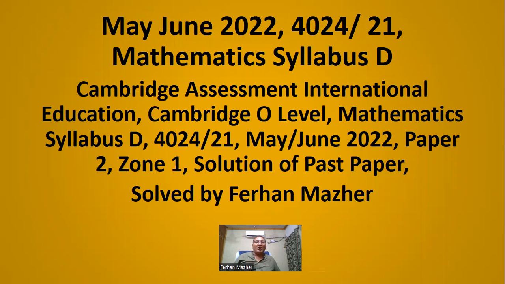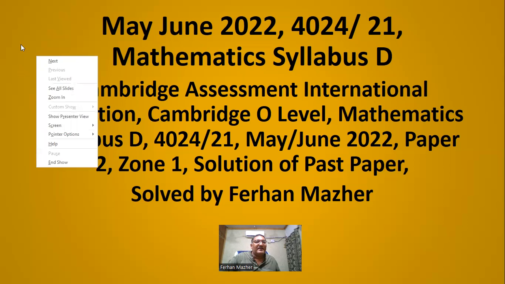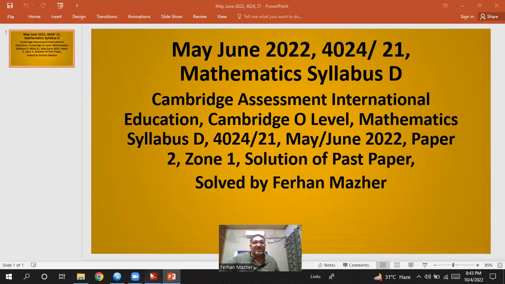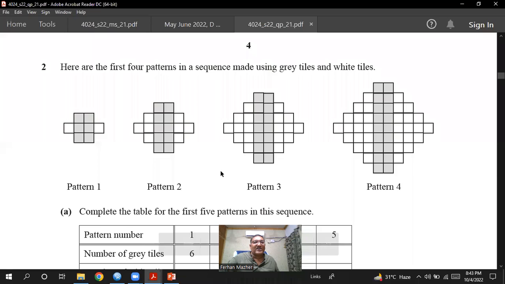Syllabus D. The code of the subject is D Maths 4024. Today we have set our hearts to solve paper 2 of this subject, and today we have selected the May June 2022 4024 2-1 paper. This paper 2 belongs to zone 1. So let's start this paper. We hope that we will be able to complete this paper in this session, in this video. So let's start today's paper.